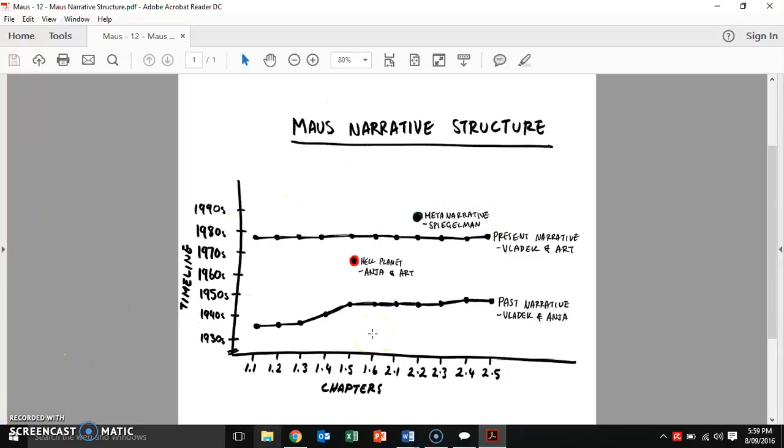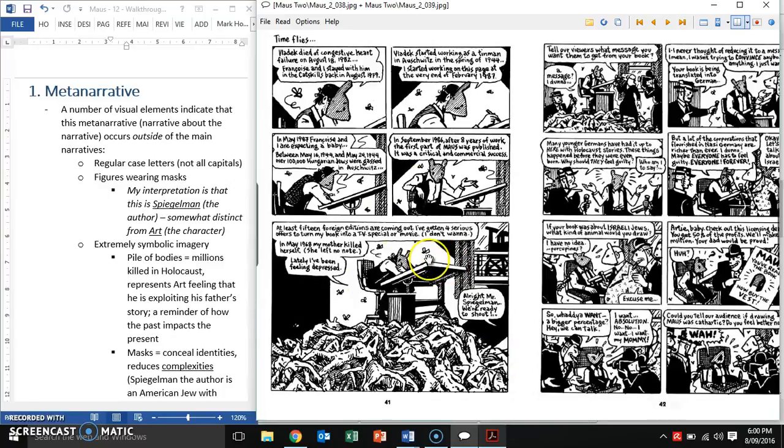What this graph also visualises, I hope, is Art's concerns from the previous chapter, when he's complaining that there's so much that happened during the Holocaust, so much in his father's stories, that he has to distort and leave out when putting it all together in a book. Okay, so we only really see small snippets of Vladek's life and Art's life, and they're all condensed in a certain way so that they fit within the story that we see in Maus itself, in the complete Maus. Now a number of visual elements indicate that this meta-narrative falls outside of the main narratives. First of all, we see Spiegelman the author here, not Art the character. I think it's really important to draw the distinction between the two.